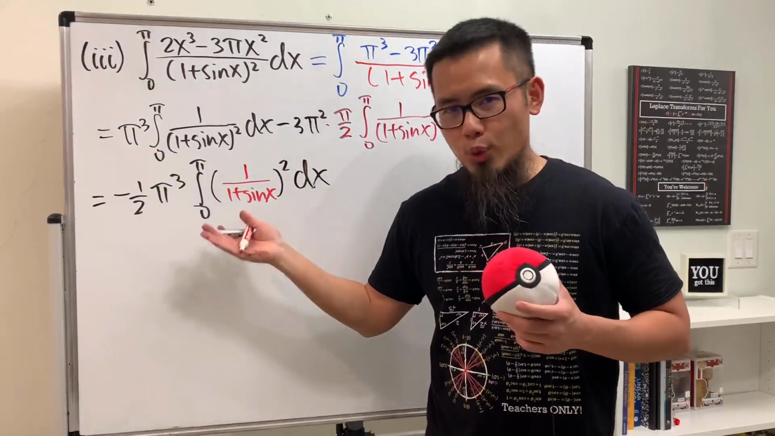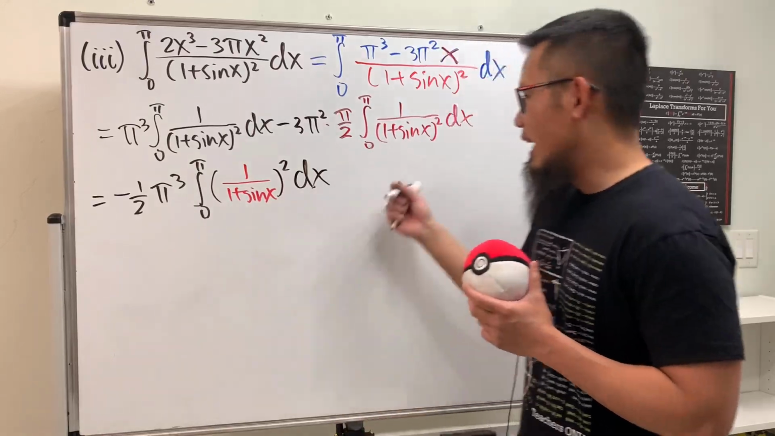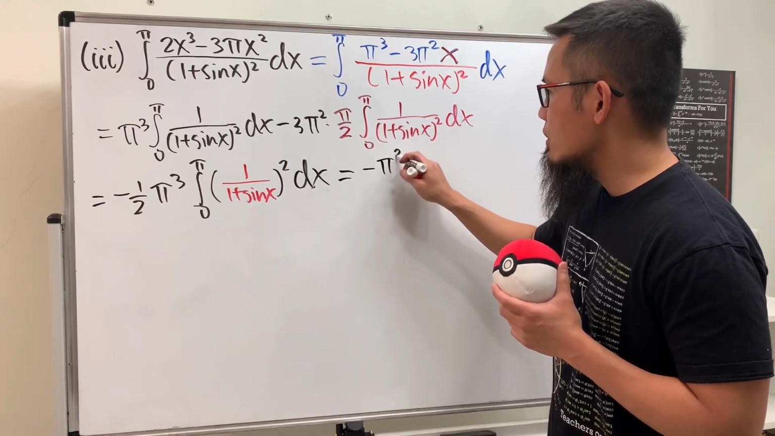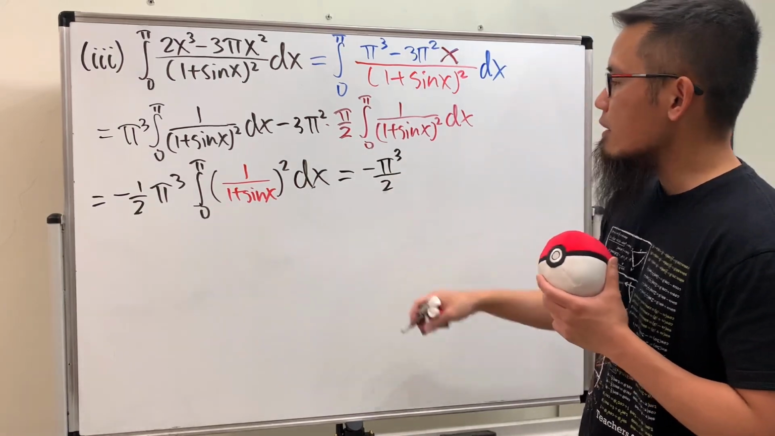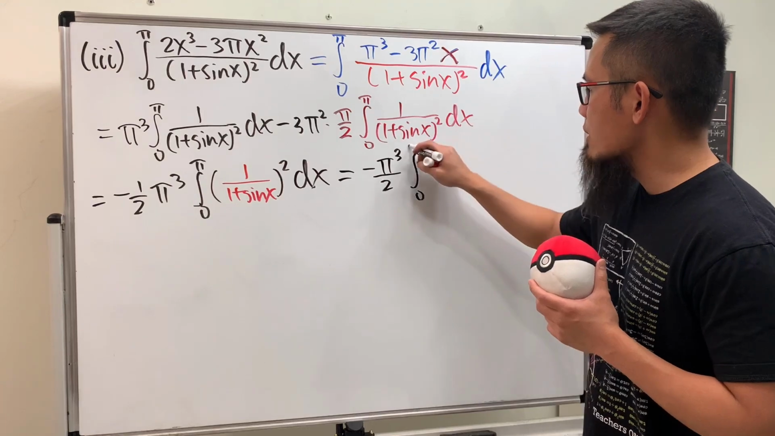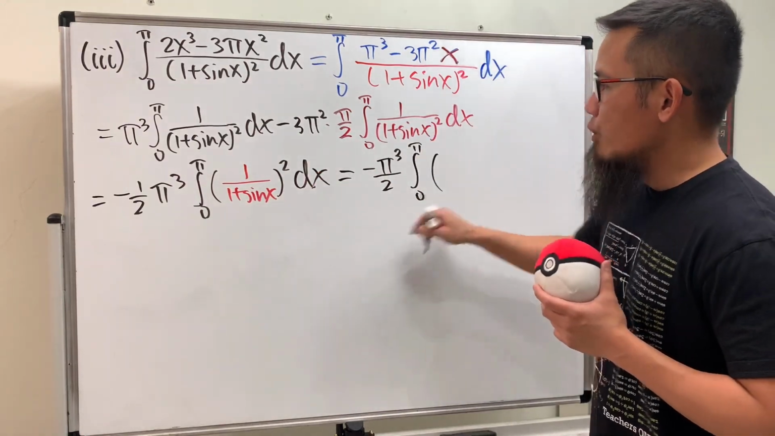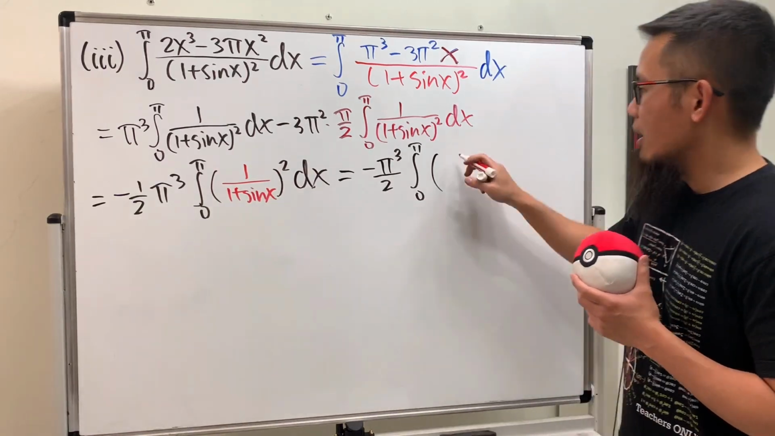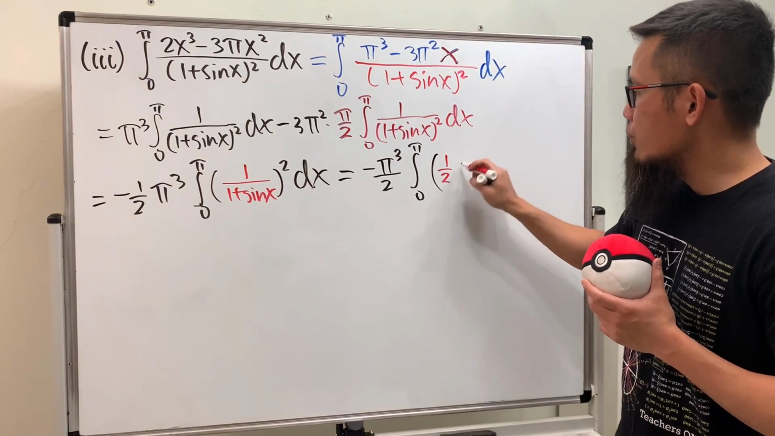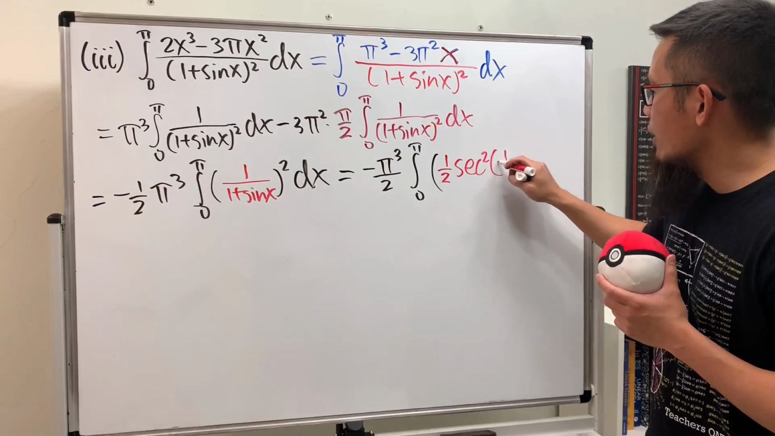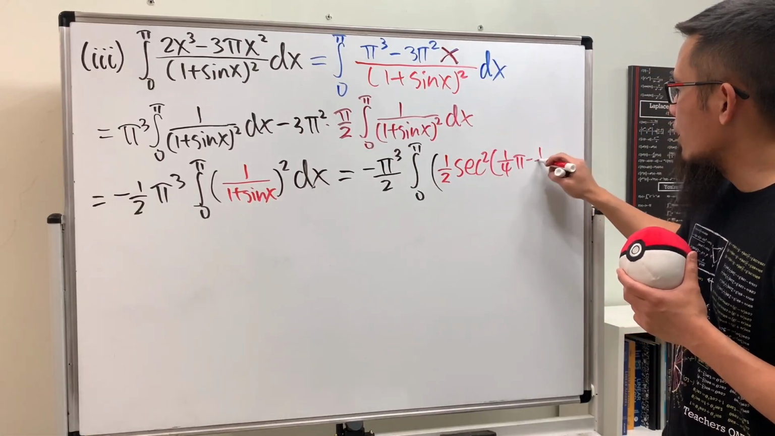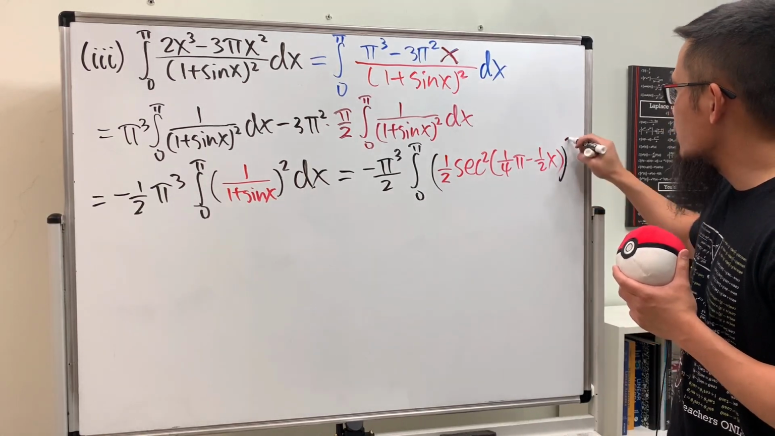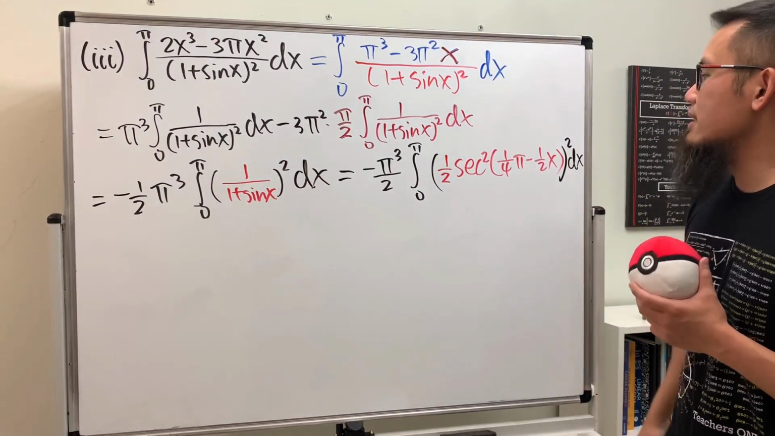Yes, we just have to do more work for this, but it's not so bad. Have a look. This right here is equal to negative pi to the third power over 2, and then we have the integral going from 0 to pi. And remember, 1 over 1 plus sine x is equal to what? Well, that's equal to 1 over 2 times secant squared of 1 over 4 pi minus 1 over 2 x, isn't it? Yes. And then we have to square that, and then of course we have the dx.